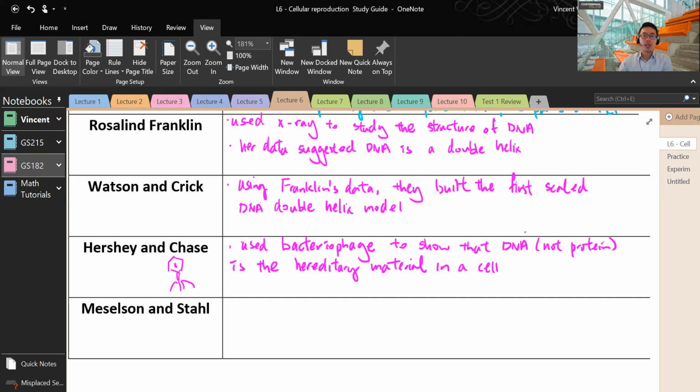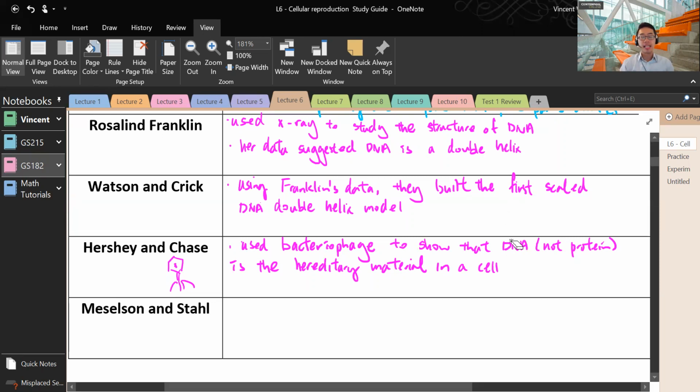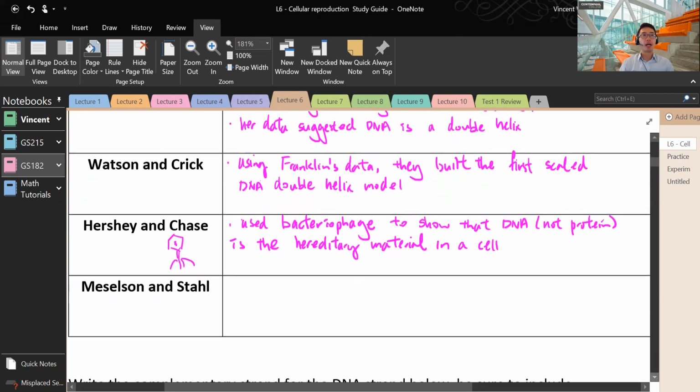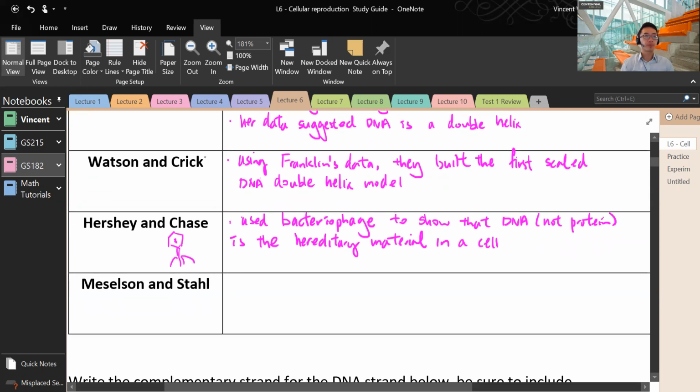Okay, because there was this big debate, right, in the scientific community back then, whether it was DNA or protein that's responsible for encoding instruction. Protein has 20 amino acids, so it makes sense that it is the hereditary material because it had so much more coding capacity, right? Whereas DNA only has 4 bases. But then Hershey and Chase experiment definitively show that it is the DNA that's responsible for encoding the genetic material.